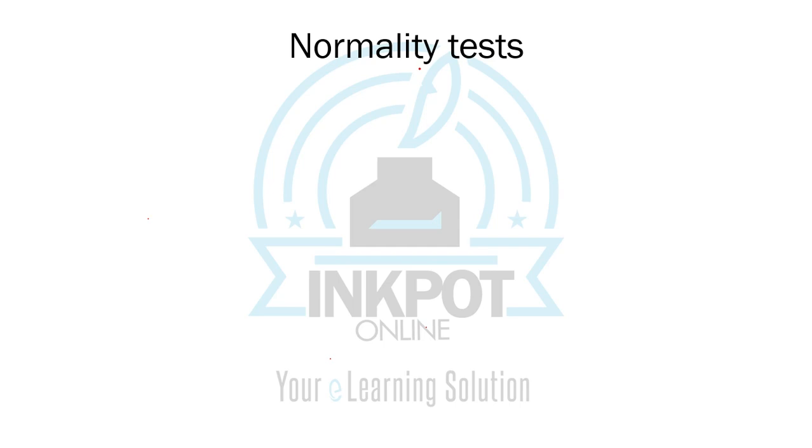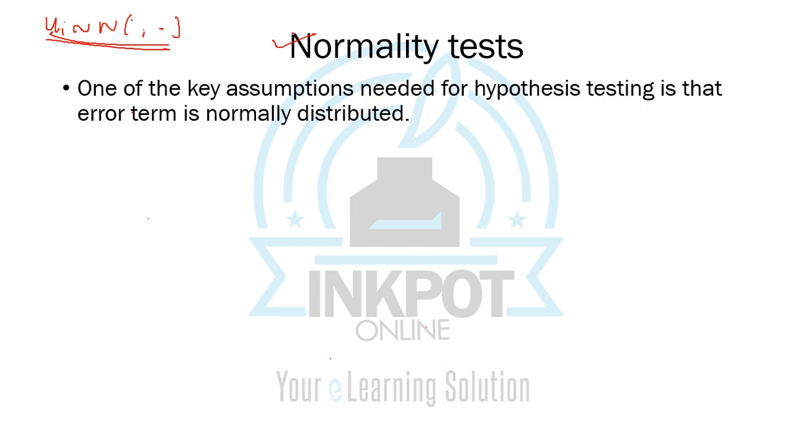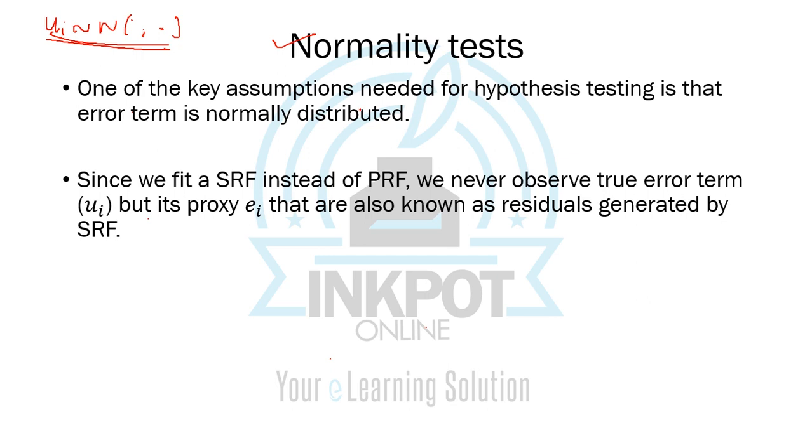Now in this session, we'll study a bit about the normality test. If you remember, one of the key assumptions we use in hypothesis testing is that the error term follows a normal distribution. So it's important to understand whether the residual term in this linear regression model genuinely follows a normal distribution or not. And remember that we never observe the population regression function.